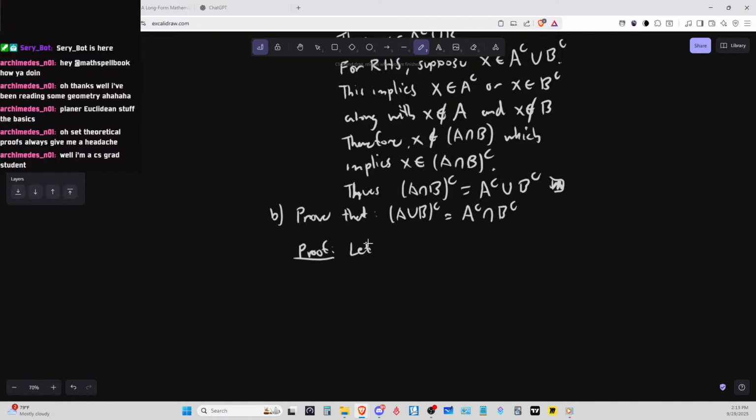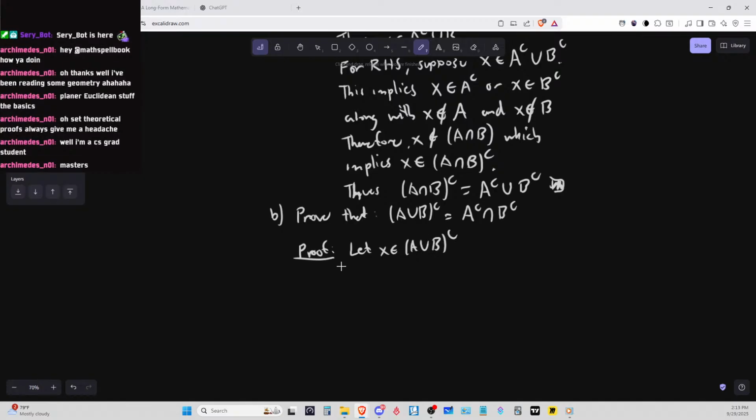Okay, let x be an element of A, which implies x is not an element of A union B.